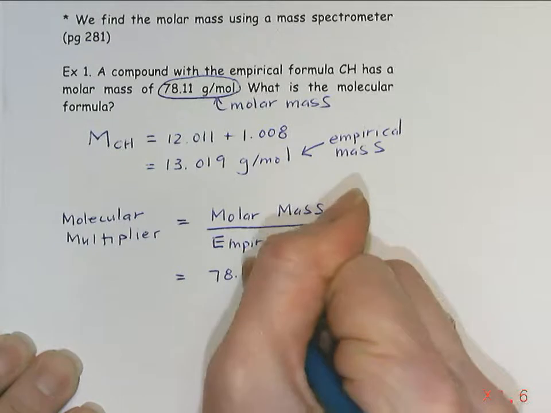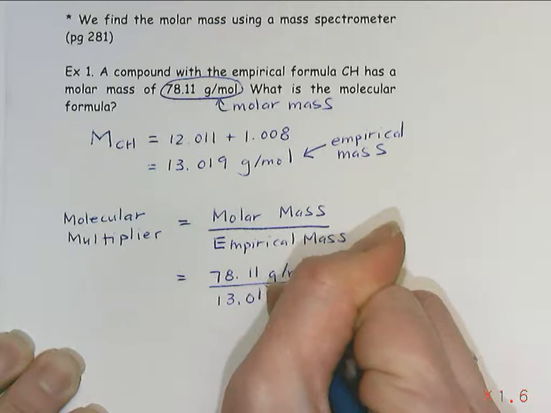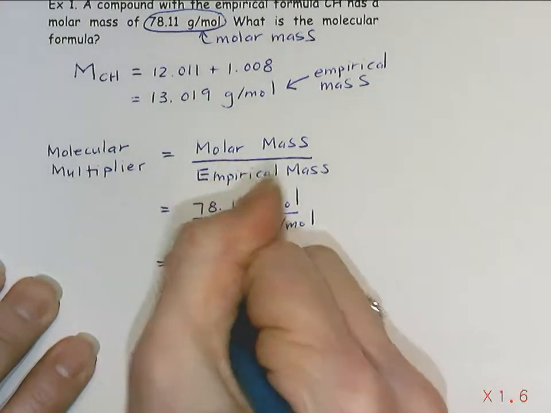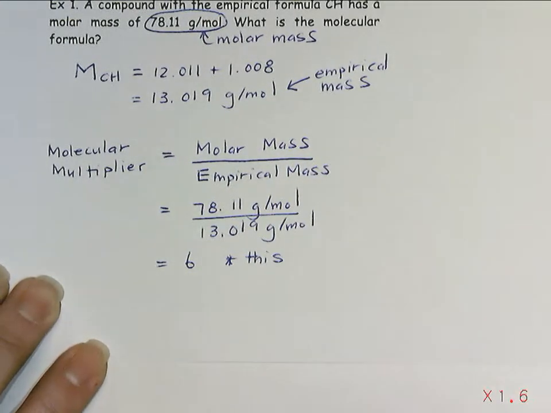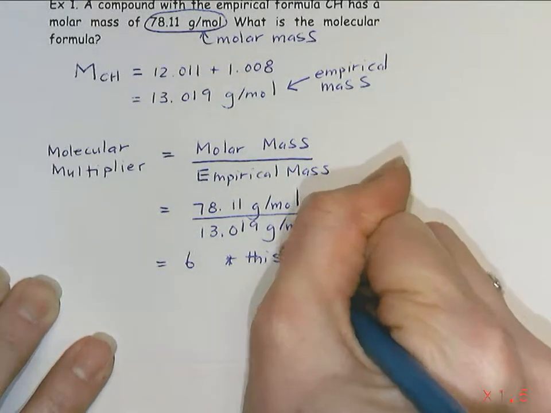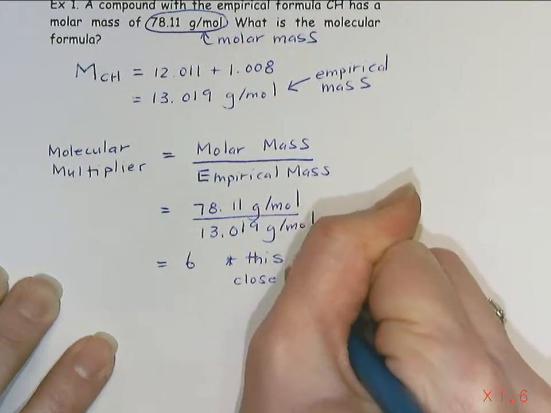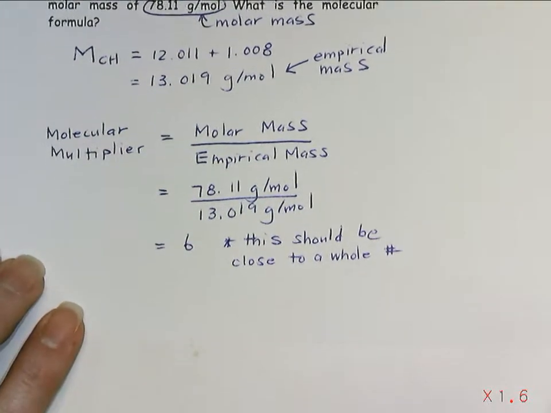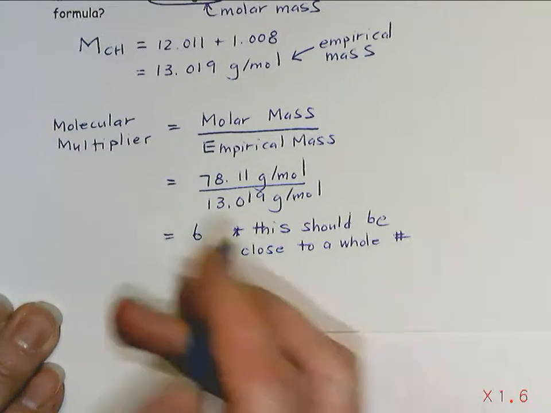So 78.11 grams per mole divided by 13.019 grams per mole. Throw that into my calculator and I got 6. This number, if we've done the calculations correctly, should be very close to a whole number. And why it should be very close to a whole number is this is the number that we're going to be multiplying the empirical formula by in order to get the molecular formula.